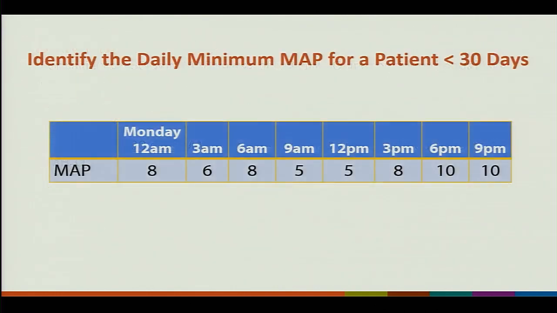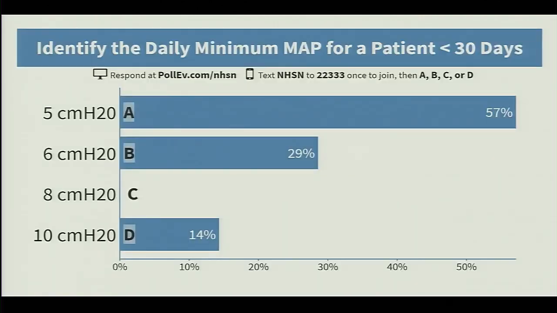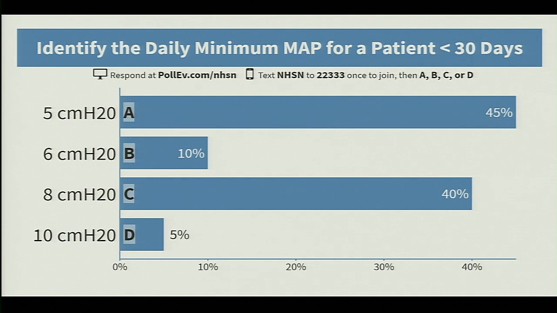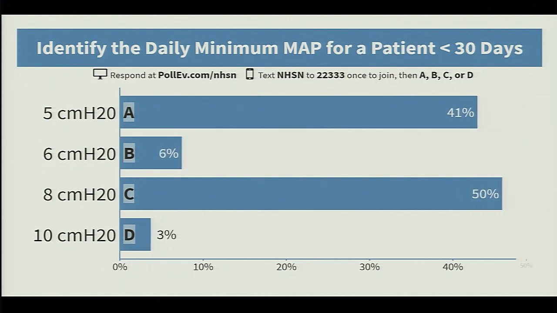So with that, let's take a look and identify the daily minimum MAP for a patient that is less than 30 days. And these are the MAP values that you found in the chart. Okay, and here's your options: 5, 6, 8, or 10. And coming around the corner, the 8's in a minute.